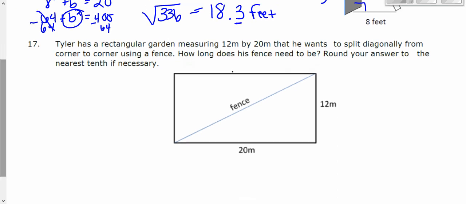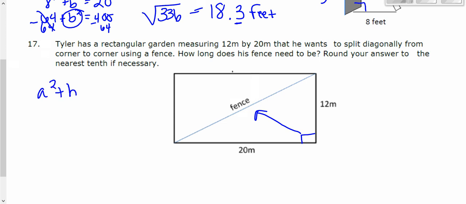Number 17, Tyler has a rectangular garden measuring 12 meters by 20 meters that he wants to split diagonally from corner to corner using a fence. How long does this fence need to be? Round your answer to the nearest tenth if necessary. So when we draw a diagonal through the middle of our rectangle, we should see that we create a right triangle. So I'm just looking for the hypotenuse of my right triangle.